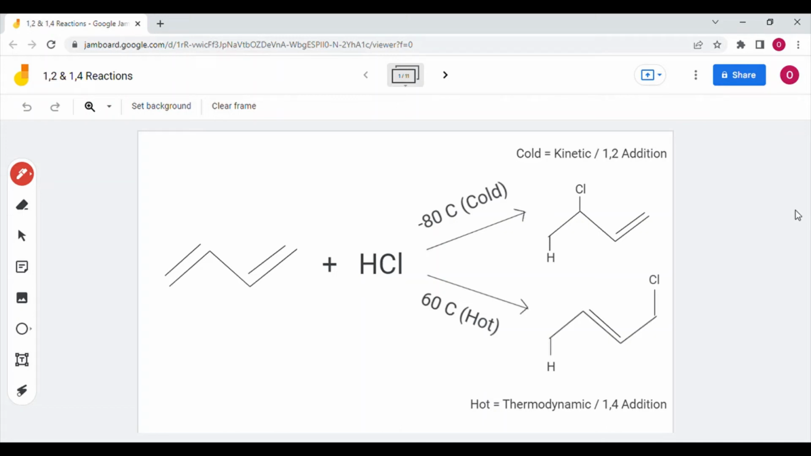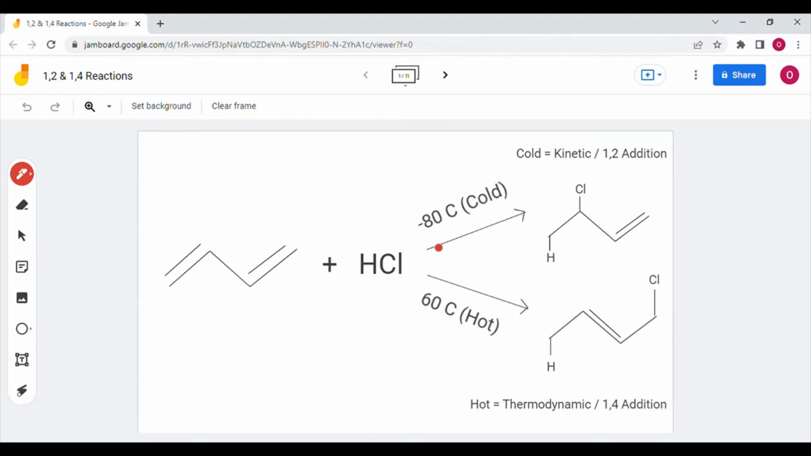In this video, I'll be talking about the 1,2 and 1,4 reaction. So if we have some kind of diene, and remember diene means two alkenes, so we have two double bonds here, and we react it with some kind of HCl or some kind of chlorination reaction, depending on the conditions, whether we do it in cold conditions or hot conditions, we're going to get two different products.